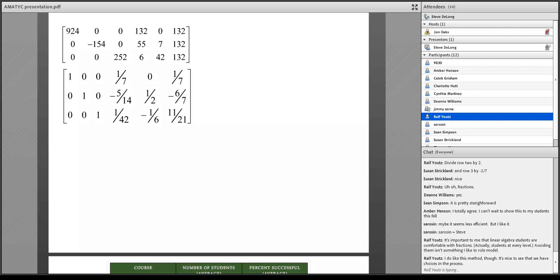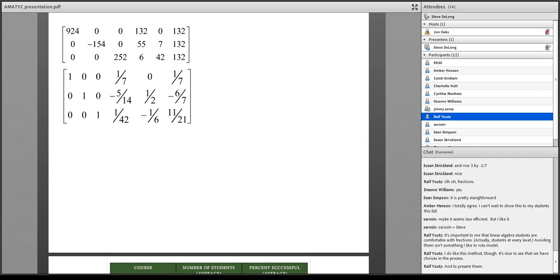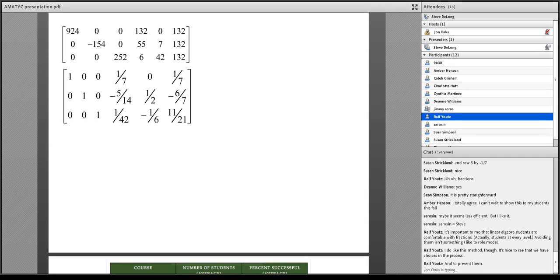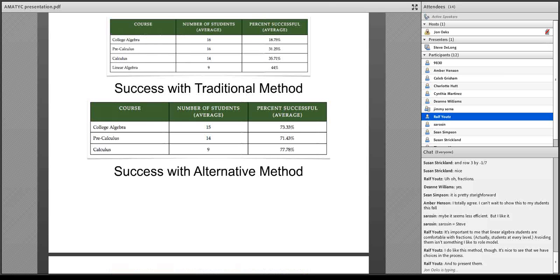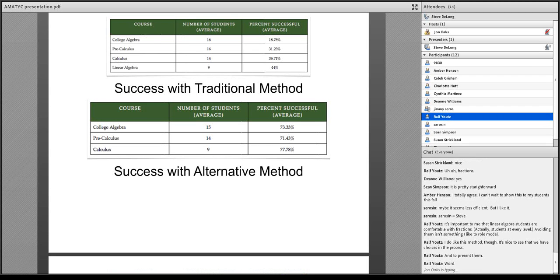It is nice, Ralph, and I especially like it for people who are not intending on going into math as a major, and they really, you know, they need to know how to manipulate numbers fairly well. And this one is one of those things that I think they like as an alternative. So let me show you what my outcomes were.